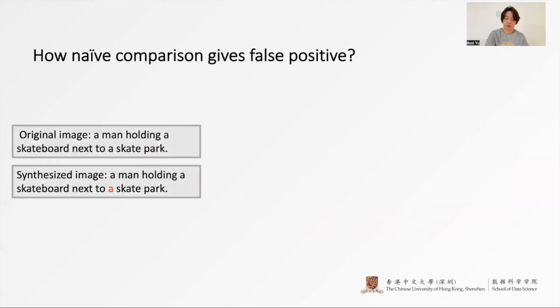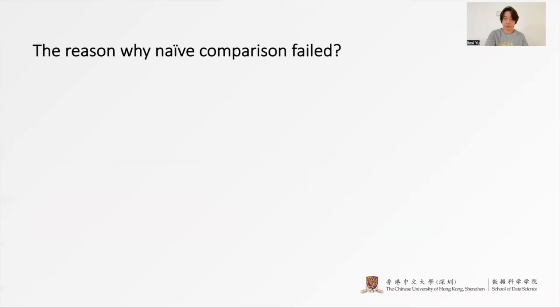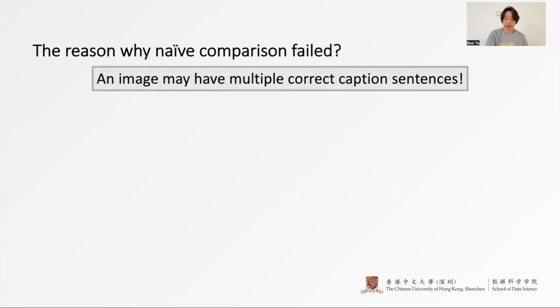So how does the naive comparison strategy give false positives? It naively compares the words of the two captions and reports errors if they are not the same. The reason why naive comparison fails is that an image may have multiple correct caption sentences.